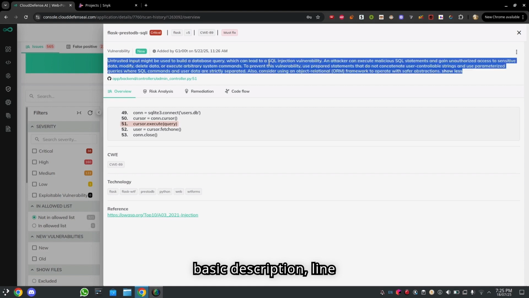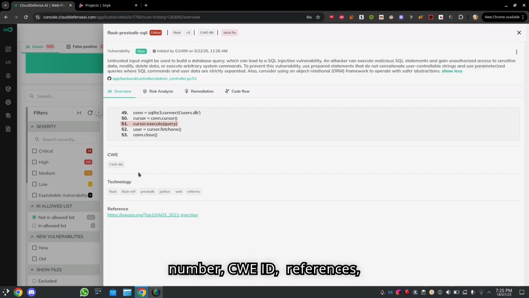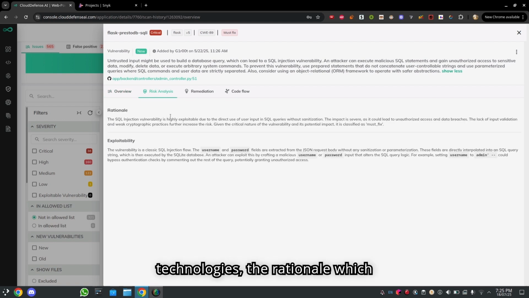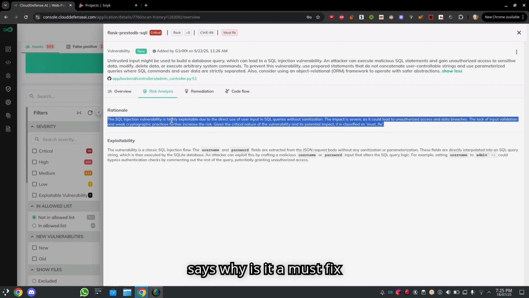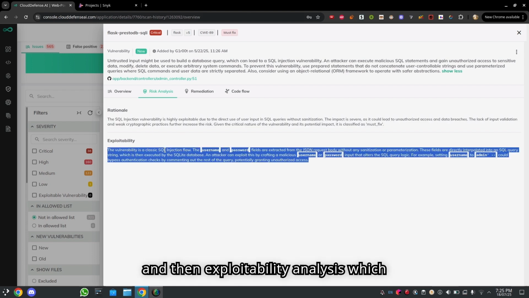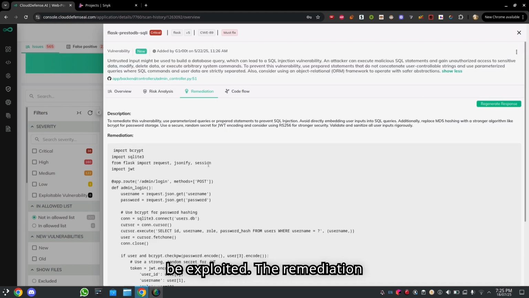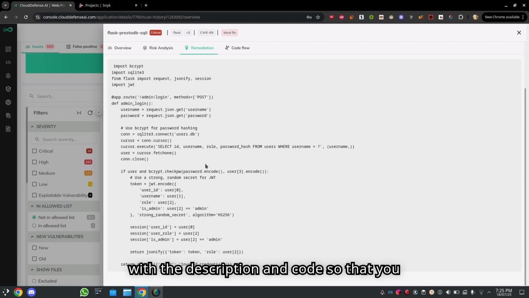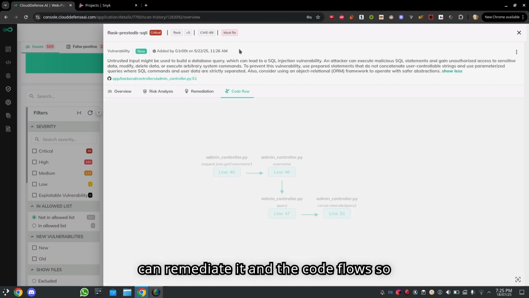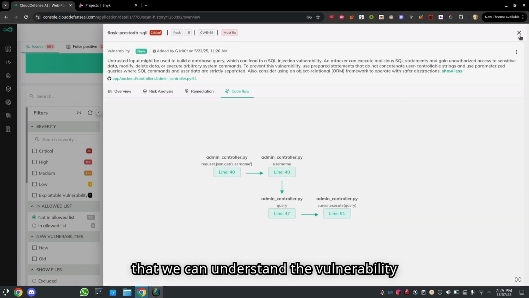A basic description, line number, CWE ID, references, technologies, the rationale which says why it is a must fix, and then exploitability analysis which tells us how this vulnerability can be exploited, the remediation with the description and code so that you can remediate it, and the code flows so that we can understand the vulnerability better.